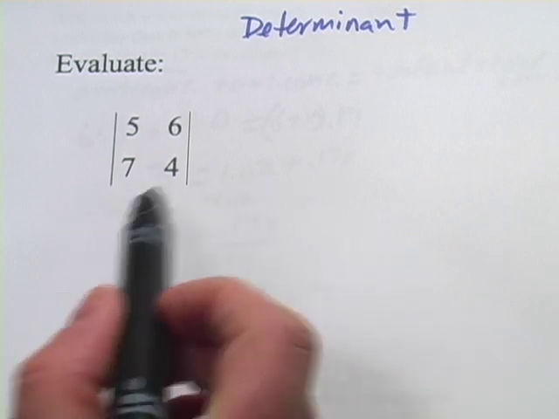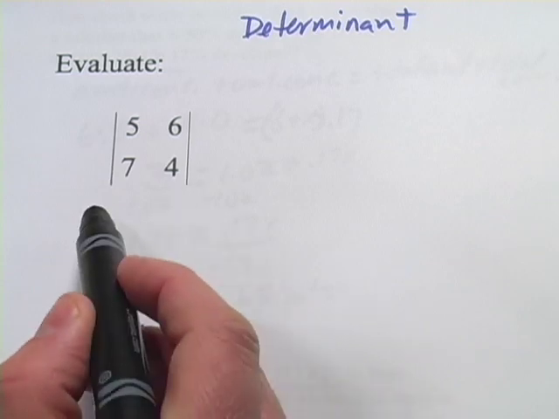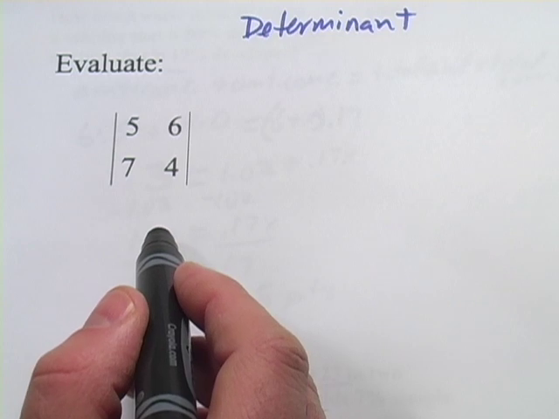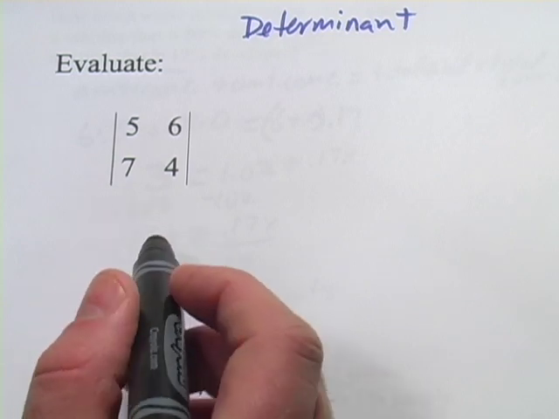What you'll notice here is you've got something that sort of looks like a matrix, except that it's got these straight lines instead of the normal brackets. Looks like an absolute value symbol here. That is the notation for a determinant.